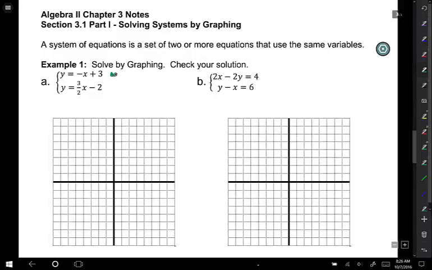I'm going to graph the top one in green. So I start at positive 3. My slope is negative 1. So I'm going to put dots all the way down.